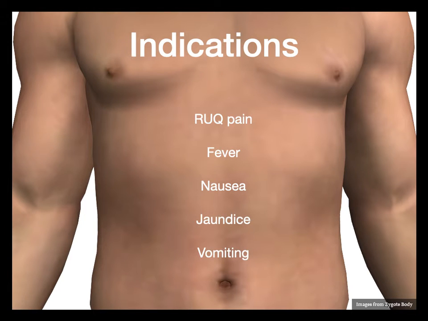So first and foremost, when do we do a hepatobiliary ultrasound? Whenever you have a patient with any of these symptoms, right upper quadrant pain, fever, nausea, jaundice, or vomiting, these could all be indicative of pathology like cholelithiasis, cholecystitis, some type of hepatitis, and so using hepatobiliary ultrasound would be indicated at that time.